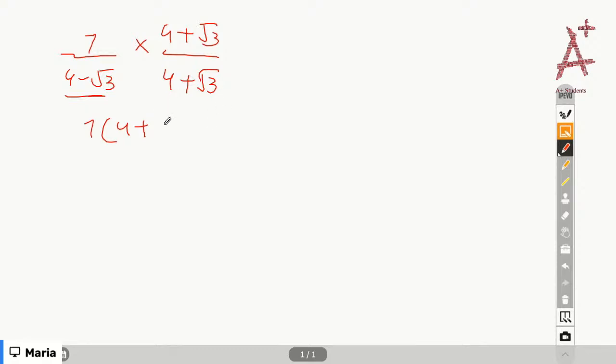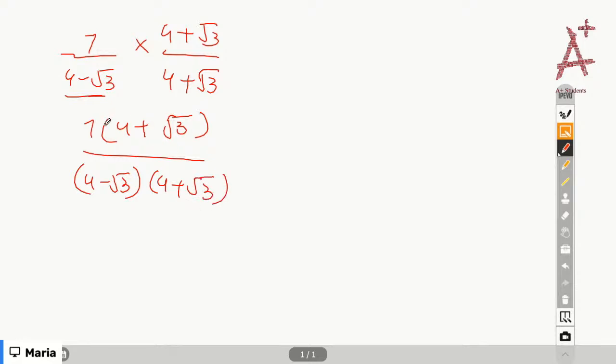It is 4 plus square root 3 divided by 4 minus square root 3 and 4 plus square root 3. So just multiply 7 with both the things that are inside the bracket. So it would be 7 times 4 is 28, and then 7 times square root 3 is 7 square root 3, and divided by, it would be a minus b and a plus b.